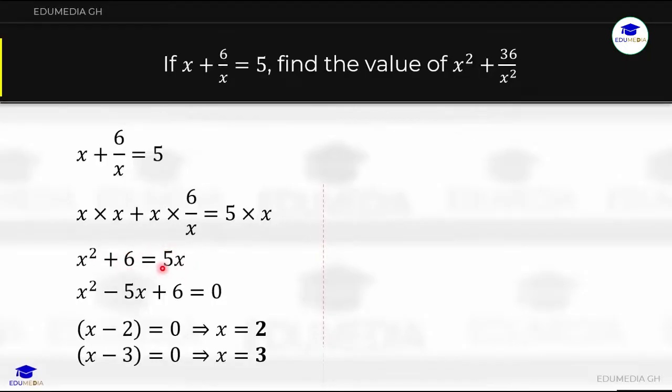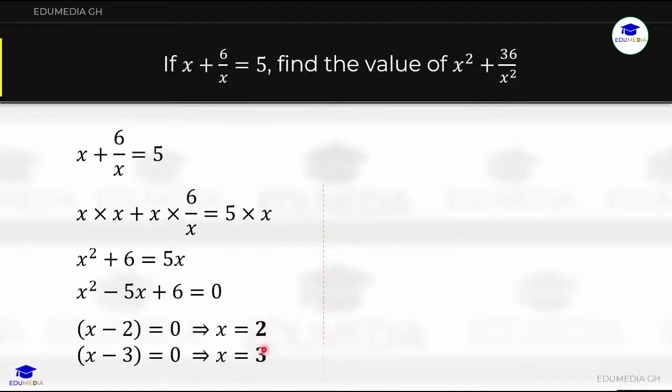Bringing the 5x over, we have x squared minus 5x plus 6 equals 0. Solving this quadratically, we have x minus 2 equals 0, x minus 3 equals 0. So we have the values of x to be 2 and 3.